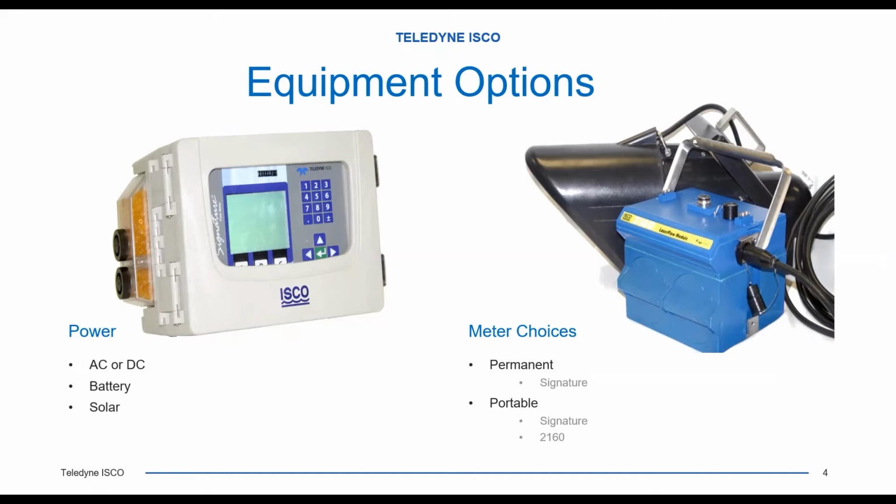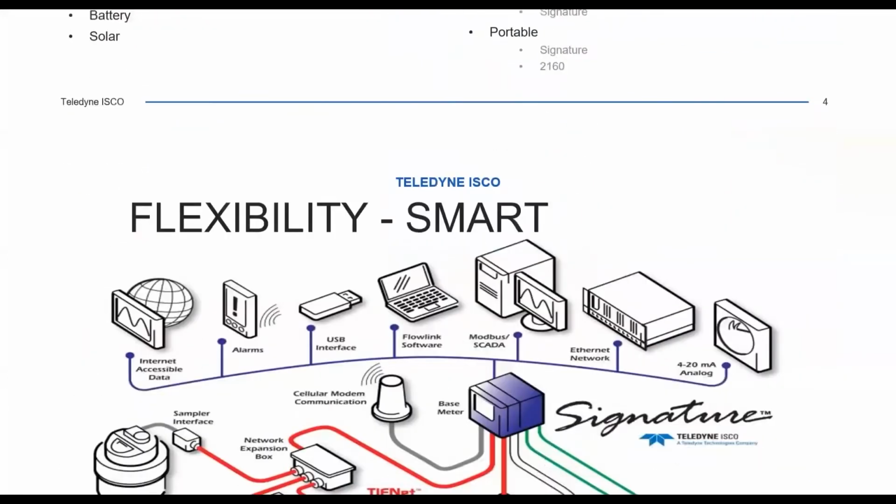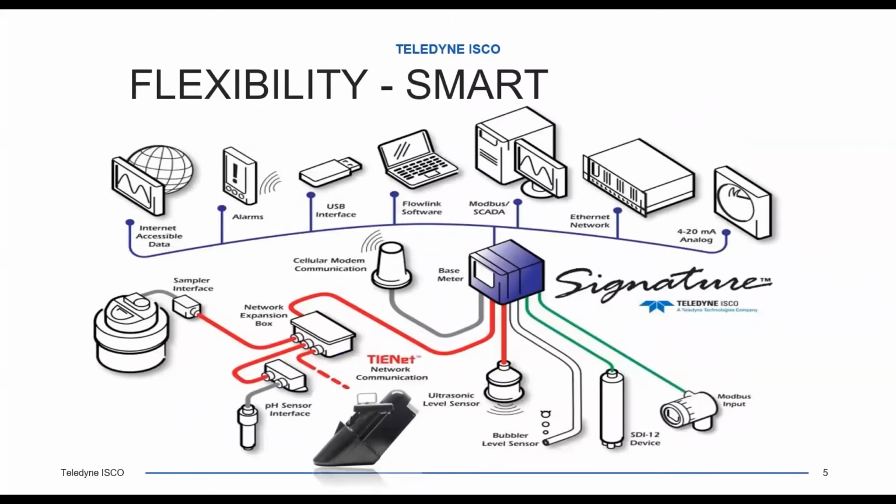And then again, meter, are we going to be permanently monitoring this, or are we going to do portable monitoring? Permanent would be more signature related, although signature can also be used in a portable application. But normally in a portable, you would be looking at more of the 2100 series. So let's look at what is the signature.